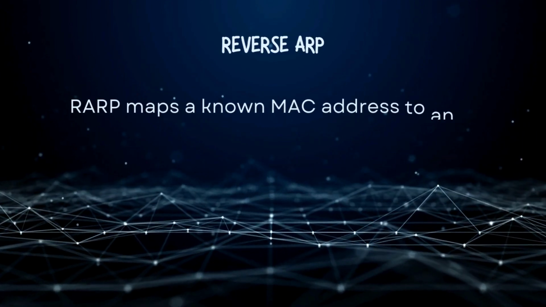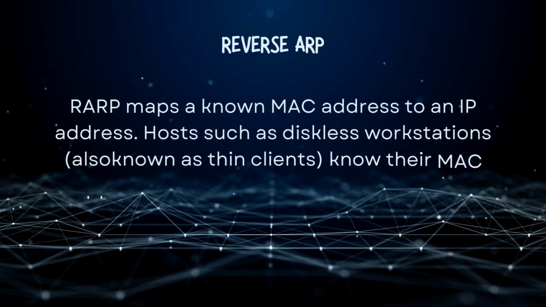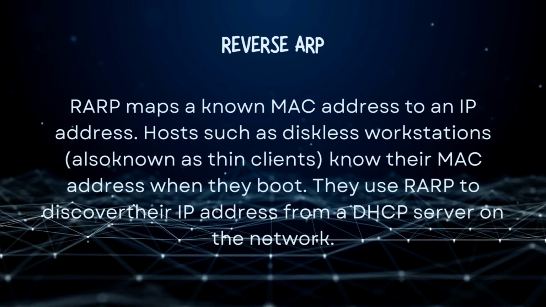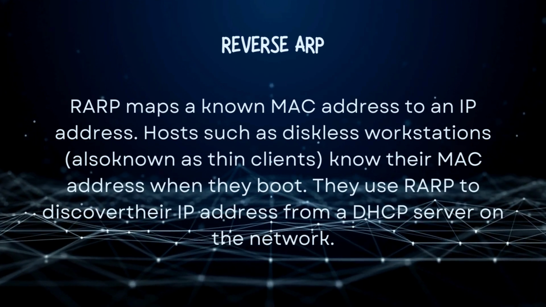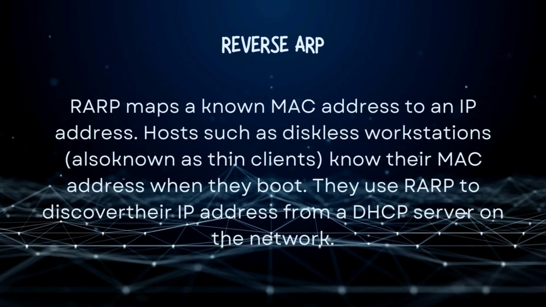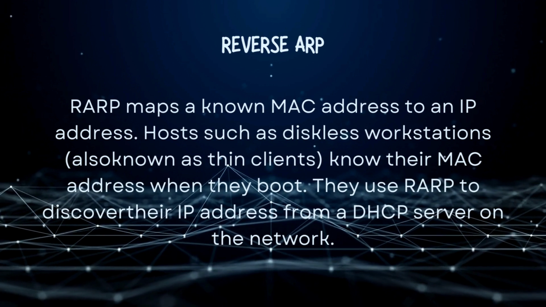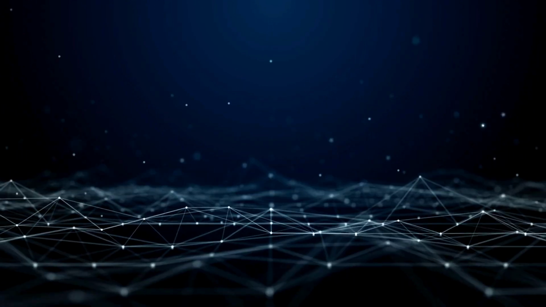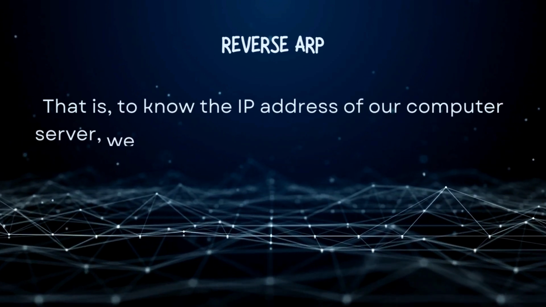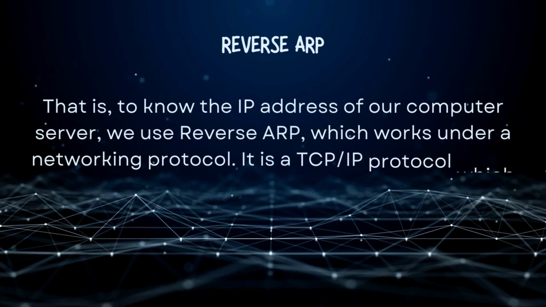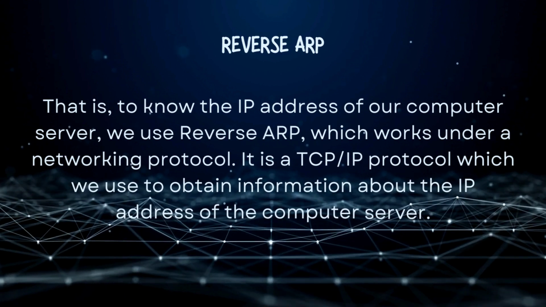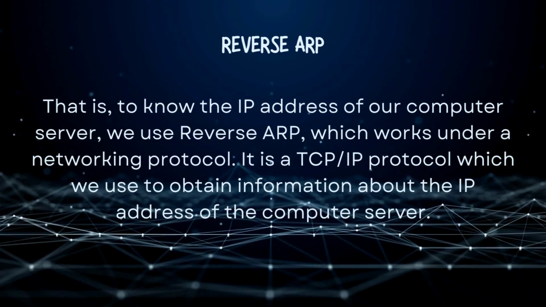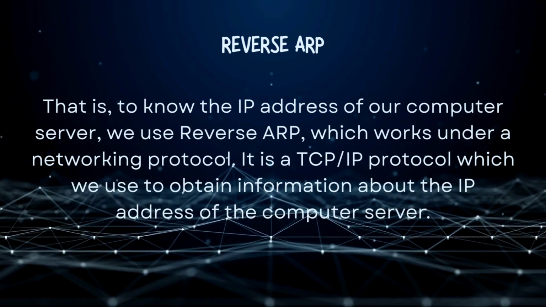Reverse ARP. RARP maps a known MAC address to an IP address. Hosts such as diskless workstations, also known as thin clients, know their MAC address when they boot. They use RARP to discover their IP address from a DHCP server on the network. That is, to know the IP address of our computer server, we use reverse ARP, which works under a networking protocol. It is a TCP/IP protocol, which we use to obtain information about the IP address of the computer server.